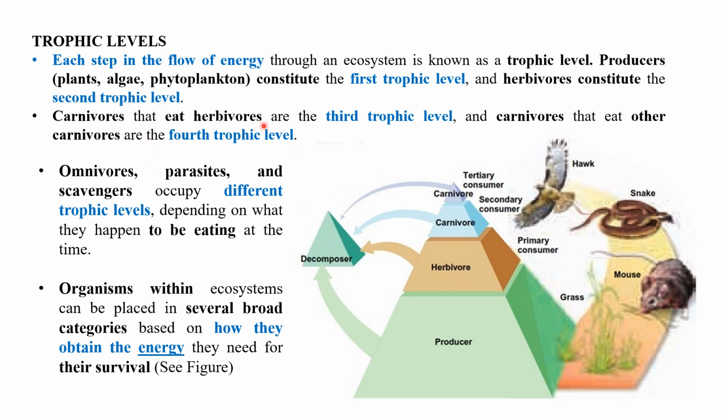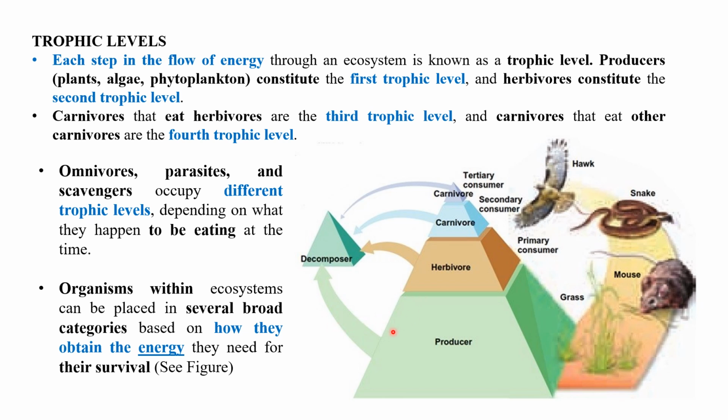Carnivores that eat herbivores are the third trophic level. Carnivores that eat other carnivores are the fourth trophic level. Omnivores, parasites, and scavengers occupy different trophic levels depending upon what they happen to be eating at the time. Organisms within the ecosystem can be placed in several broad categories based on how they obtain the energy they need for their survival.